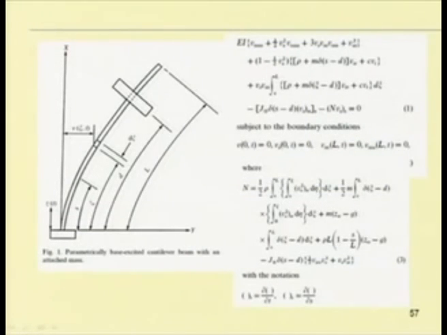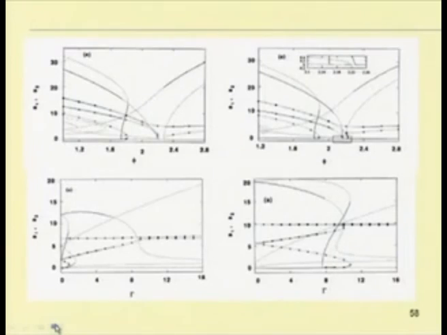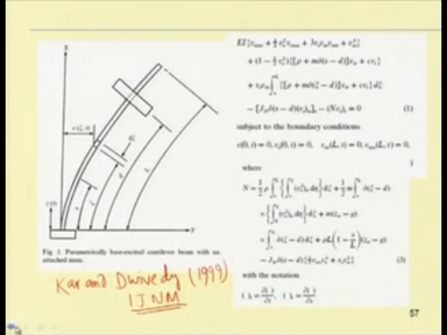Similarly, for a base excited system, you can refer to the paper by Kaur and Dwivedi, 1999. This paper is from the International Journal of Non-Linear Mechanics. The equation of motion can be derived using this D'Alembert principle by taking a small element and writing the bending moment at this point, and one can derive the equation of motion. So, in this way you can derive the equation of motion.